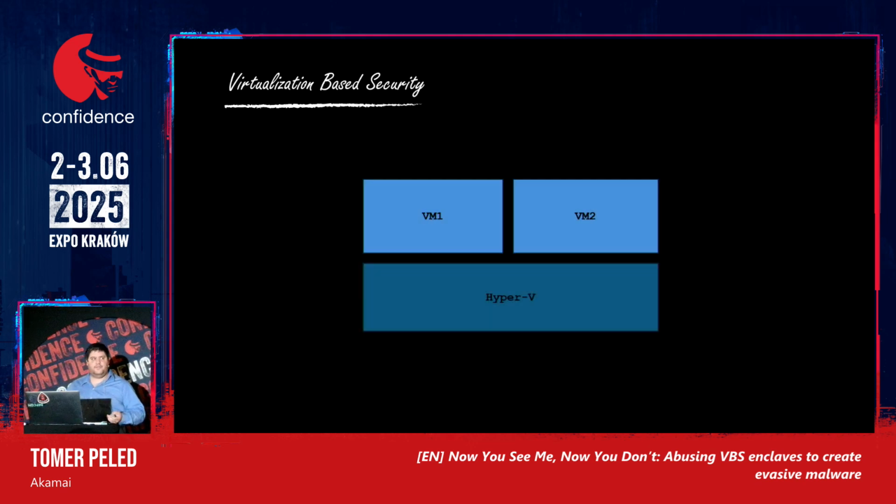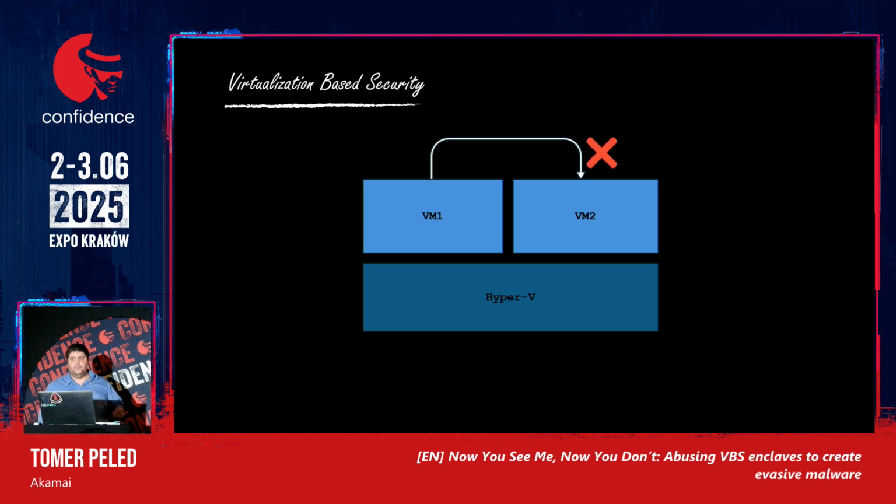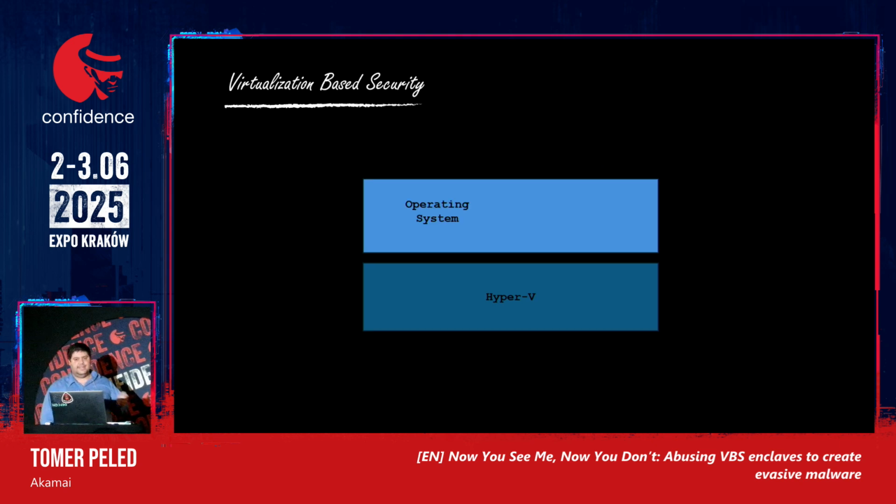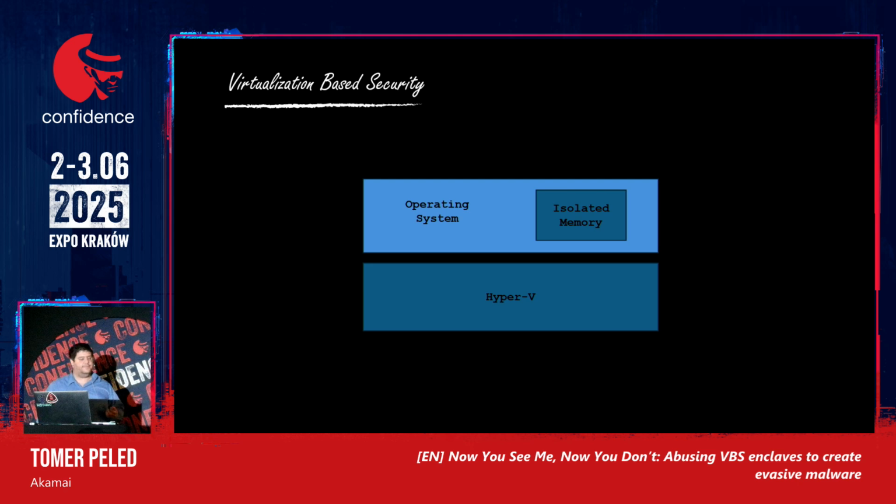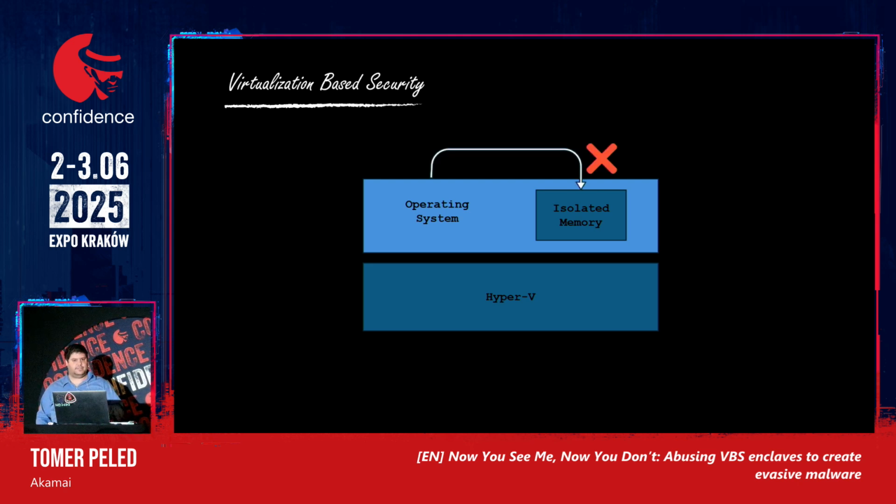One of the core functionalities of Hyper-V, or the hypervisor, is the ability to isolate one VM from another. In the example on the screen, VM1 will not be able to read or write anything from VM2, and vice versa. The same thing can also be said about the operating system. This is because from Windows 11 and onward, every Windows is running above Hyper-V. This means that we can create an isolated part of the operating system that the operating system itself will not be able to access. This creates a new security boundary that Microsoft called VBS, or virtualization-based security.